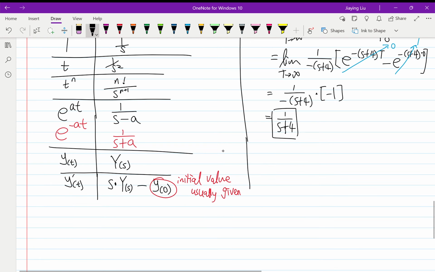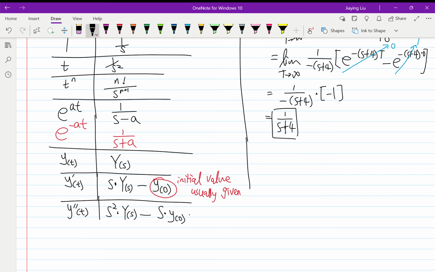And then the next one is for the second derivative, which is going to be s squared times capital Y of s, minus s times lowercase y of 0, minus y prime of 0. Again, the y prime of 0 is just the initial value that will be given, just like the y of 0, because we don't know what y of t is, so there's no way we can actually find them by plugging in 0.